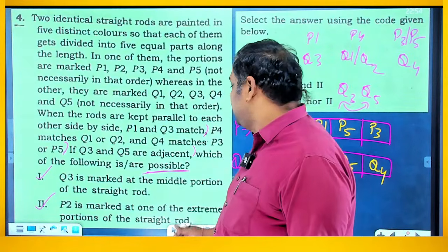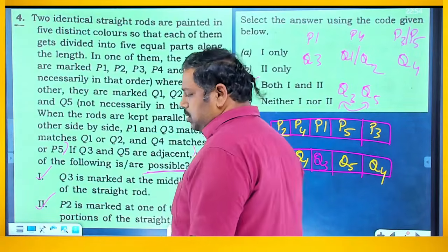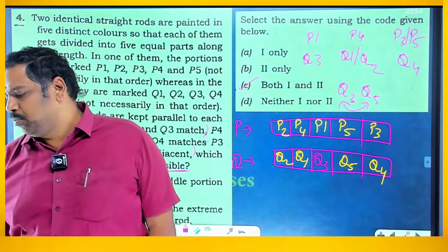So automatically, which are possible? Select the answer using the code given below. Both 1 and 2 are possible. So the answer is C. Hope you understand and you enjoyed.